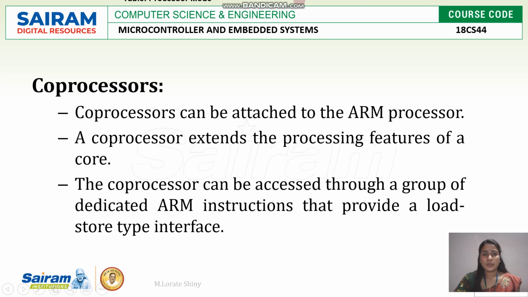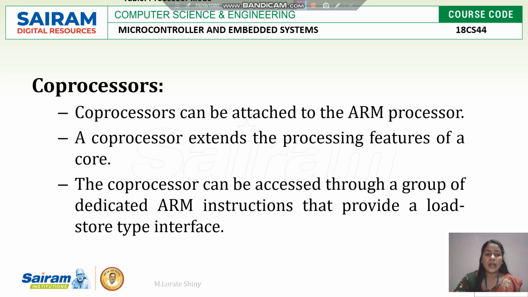Then coprocessor. Coprocessor means it is a supporting processor only. A coprocessor can also be connected along with the ARM processor to support it. This is to extend the processing features of the core processor. For example, a few operations cannot be done by the ARM processor, like floating point operations. At that time a coprocessor which can do floating point operations can be connected along with the main processor. So these coprocessors are used to extend the functionality of the main processor.